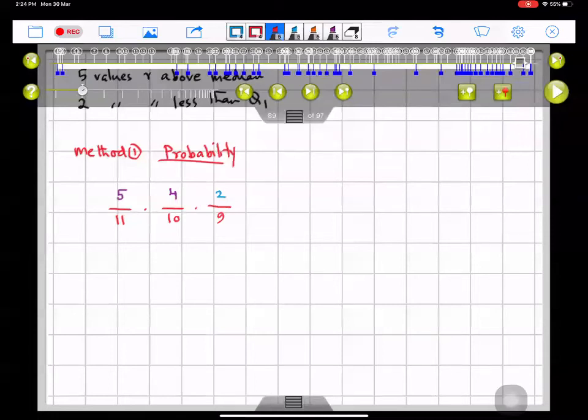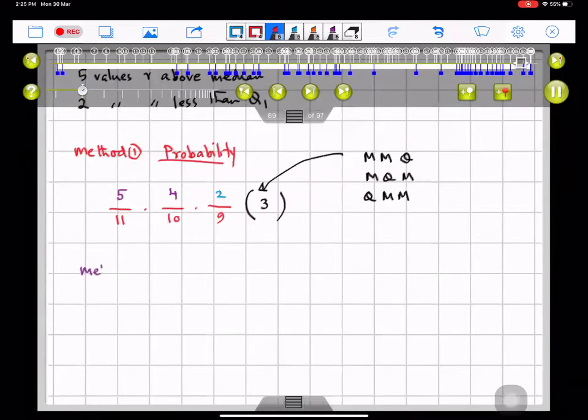Is this question done? It is probability with a sprinkle of permutation. That means take care of the order. It could be median, median, quartile. It could be median, quartile, median. It could be quartile, median, median. That means there are 3 possibilities. So don't forget to multiply by 3. That means if you were to draw this on a tree diagram, there will be 3 combinations of this. So that is why this 3 is taken into consideration.